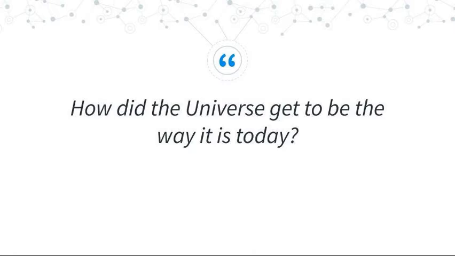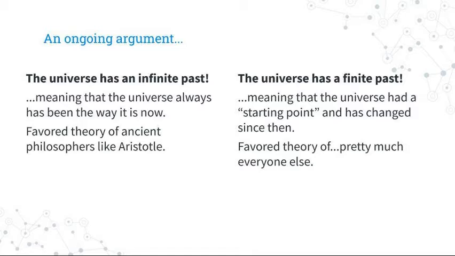So here we are, still on this big question that we're striving to answer. How exactly did the universe get to be the way it is today? And we start with what we start with for so many different scientific concepts. We start with an ongoing argument. We started out with two major schools of thought. Either the universe as it is now has always existed exactly the way it is now, or the universe had some kind of beginning and has changed over time.